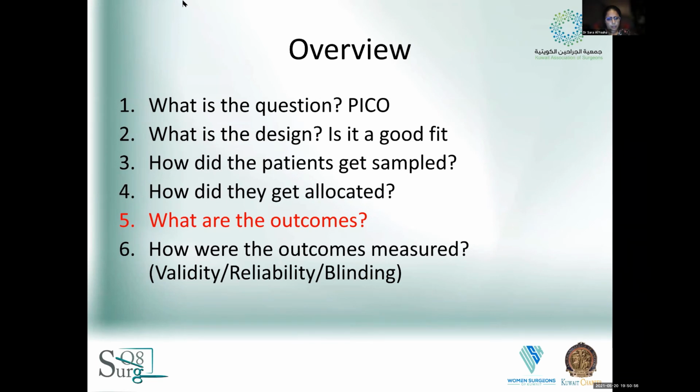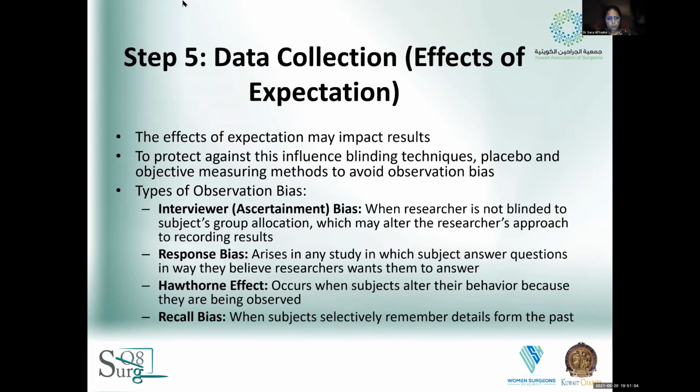So the next thing we're going to look at is what are the outcomes that this research design has. And this is really important. So data collection is something that I have a measure that I'm going to look at, and now I'm going to collect it in a specific way to be objective. So this is where the effects of expectation fall into play, okay? So expectation is going to impact the results. And to protect against our inherent biases as humans, we need to have blinding techniques, okay? So we need to have placebos, we need to have objective measures to avoid what's termed observation bias, okay?